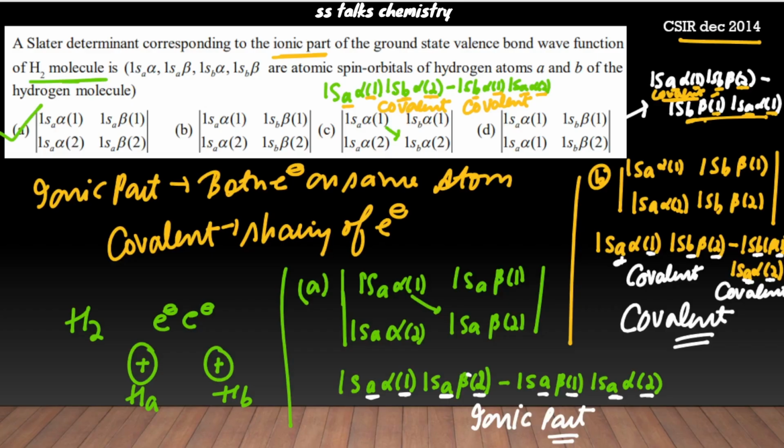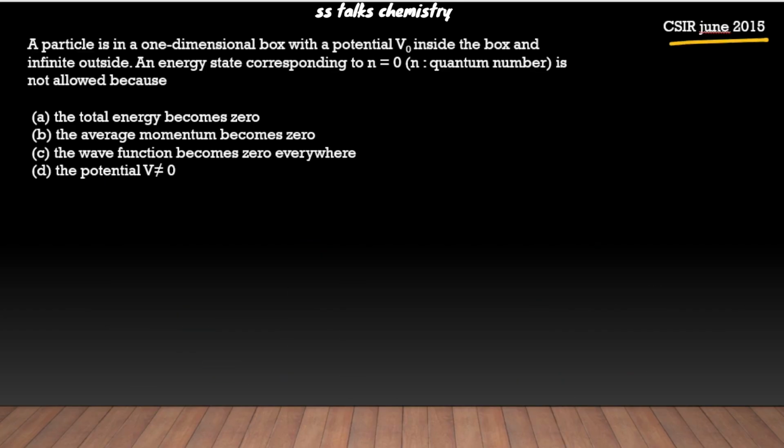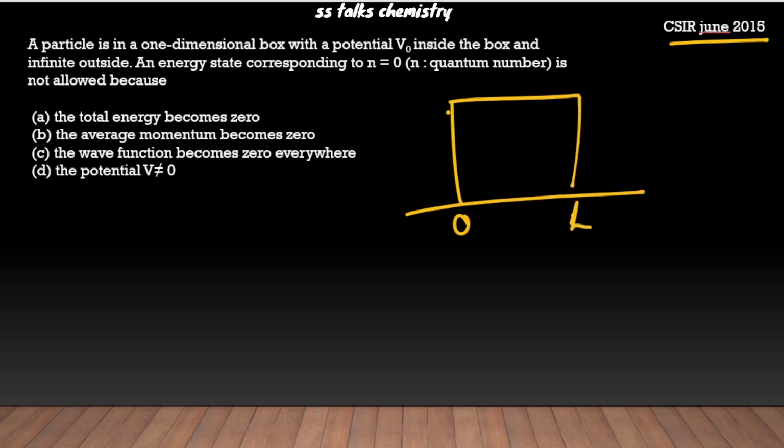Okay. Next, CSIR June 2015 now. It says a particle in a one-dimensional box. So we are having a particle in the 1D box that looks like this. The length of the box is 0 to L. The potential inside it is 0 and the potential outside it we consider to be infinite to prevent the tunneling of the particle. Okay, inside the box and outside the box it is there.